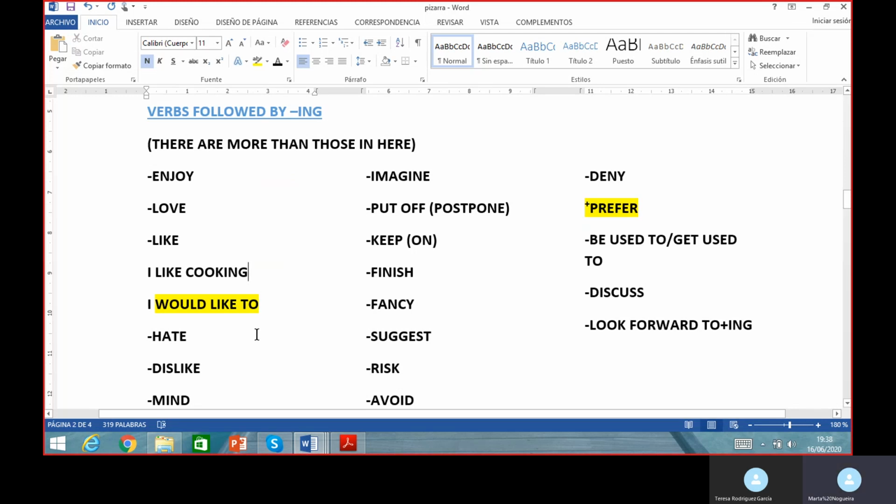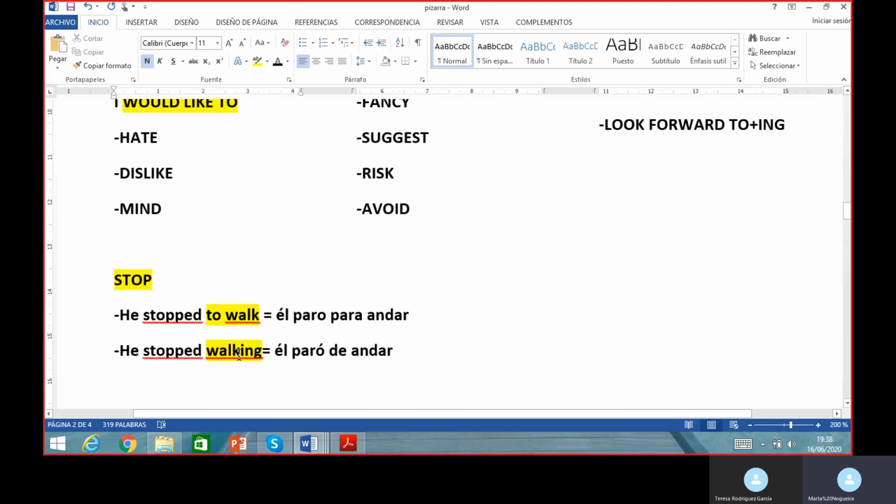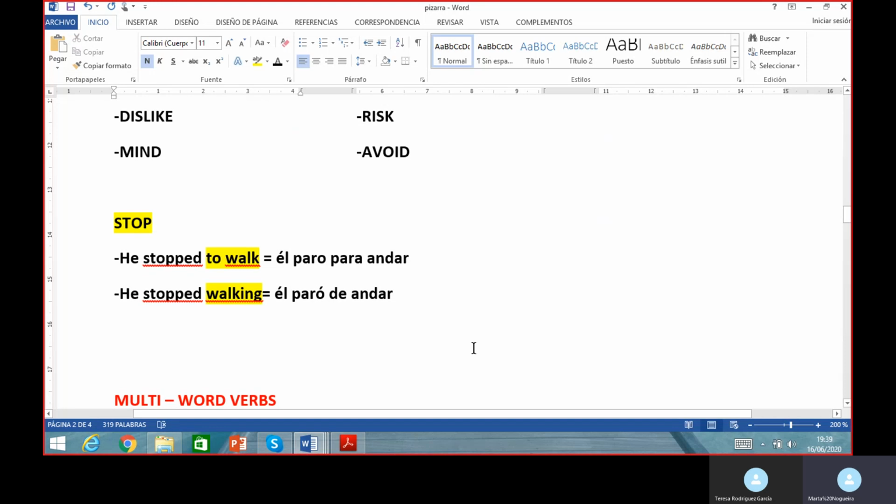And sometimes, Teresa, we've got verbs that are followed by to or ing, but they mean totally something different. For example, "he stopped to walk" means he stopped doing one activity to start another activity. Él paró para andar. "He stopped walking" means he stopped doing this activity. Él paró de andar. So in Spanish we translate it differently. Some verbs can be followed either by ing or to, but they mean something different.